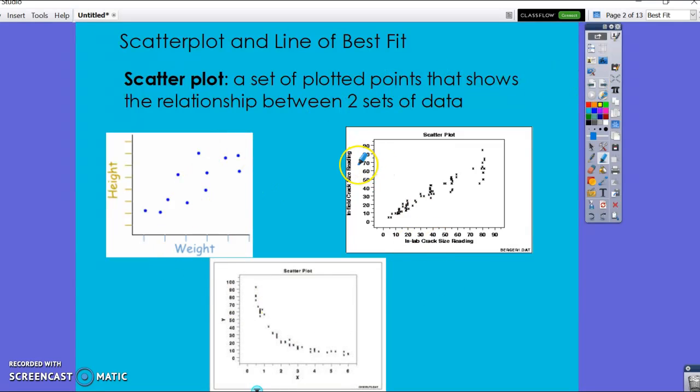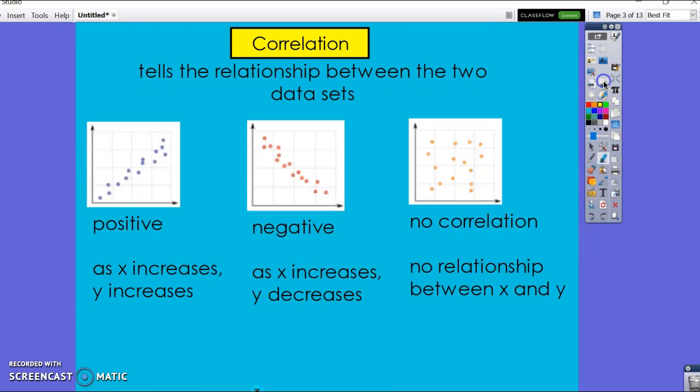So here we have examples of scatterplots. Notice they're really just coordinate planes, so x and y axes with a bunch of points on them. So here our two sets of data would be our height and our weight, right? So that's the two sets of data, and this scatter plot shows that as the height is increasing, the weight is also increasing.